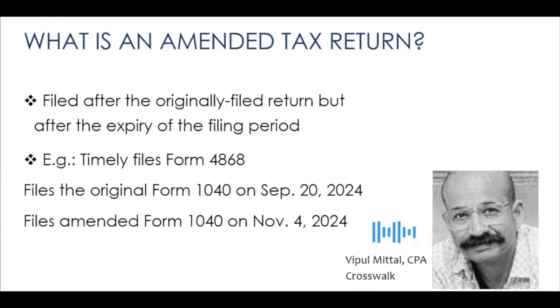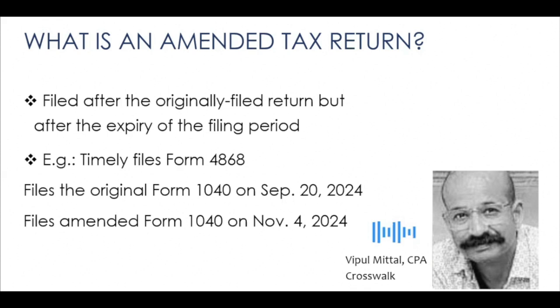If you're changing your tax return after the expiry of the filing period, and this filing period would end on April 15th, 2024 for the 2023 tax return, or on October 15th, 2024 if you have applied for extension by filing form 4868, then you're filing an amended tax return after the filing period. So you're changing your tax return, but changing it after the expiry of the filing period. And that tax return is an amended tax return. You file that in form 1040X.